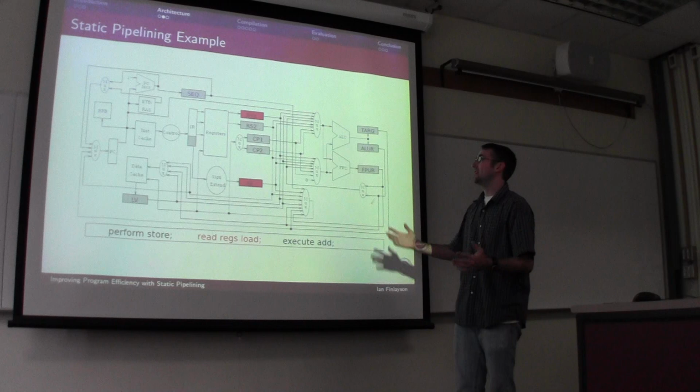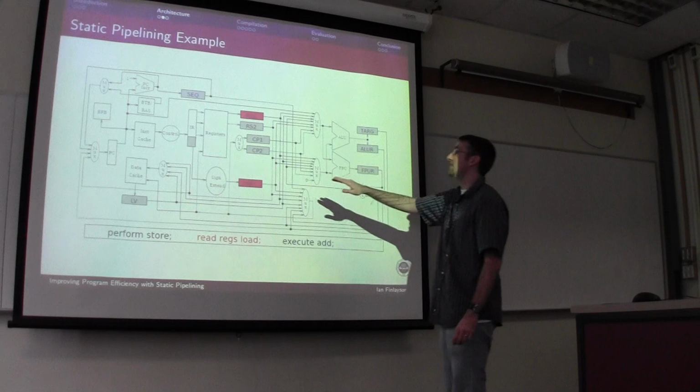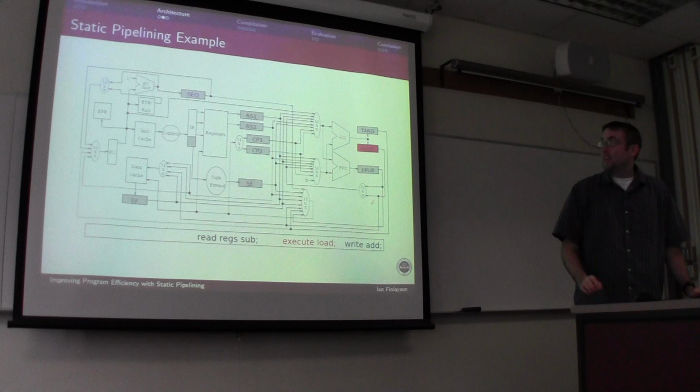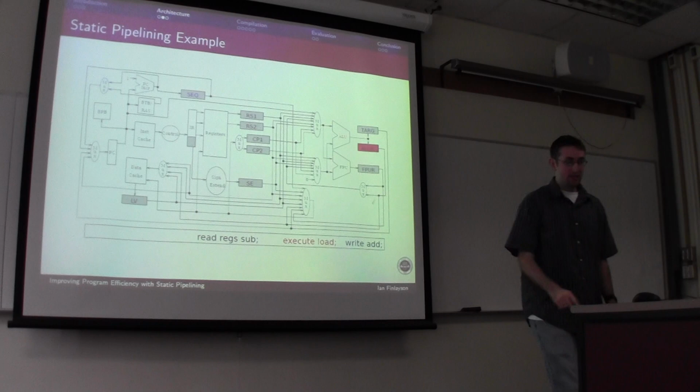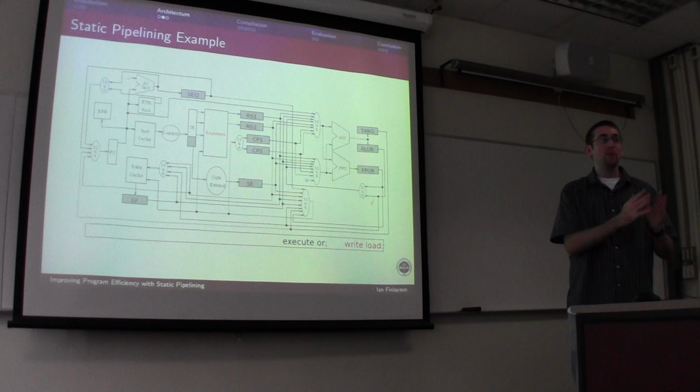So first, we specify that we have to read the registers for the load, which is the base address register being read into this register, and then the offset to form the effective address is read into the sign extend register. Next, we add those two together to calculate the memory address and store it into the ALUR register. Then we perform the load and read that value into the load value register, and then finally write it back to the register file. So things are still being pipelined through the microarchitecture, it's just being done statically.